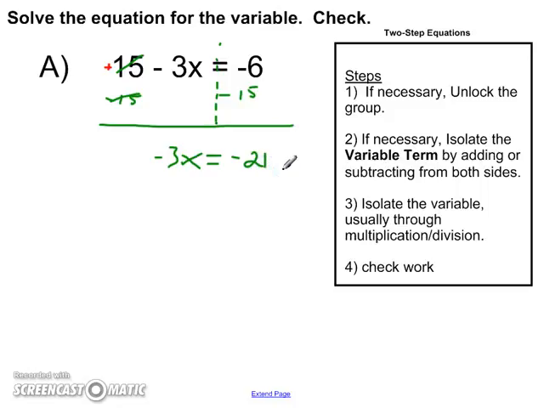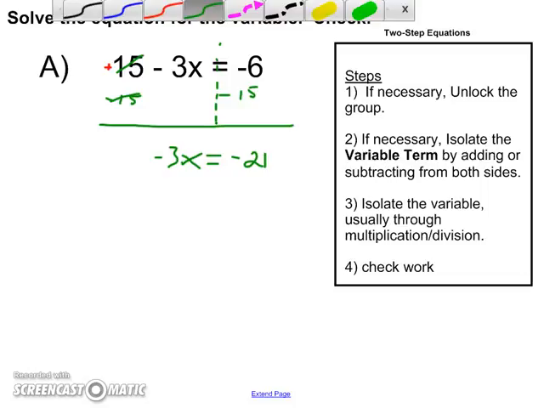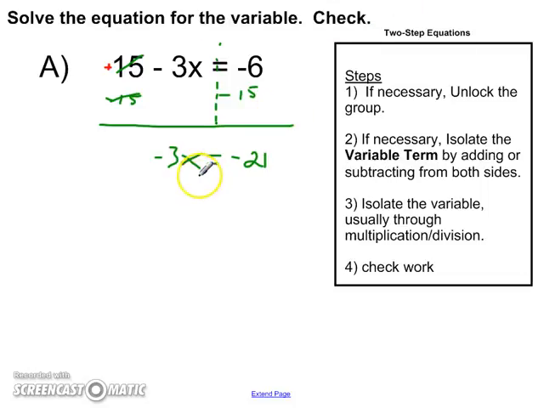Now isolate the variable using multiplication or division, because in this case I have negative 3 times x. Well, I undo multiply with divide. So I'm going to divide both sides by negative 3. Negative 3 divided by negative 3 is 1, so that leaves me with 1x. And negative 21 divided by negative 3 is negative 7. Sorry, positive 7. Negative divided by negative is positive.